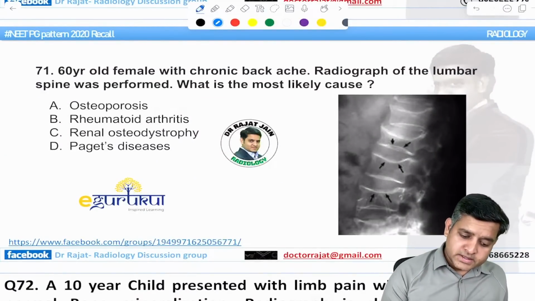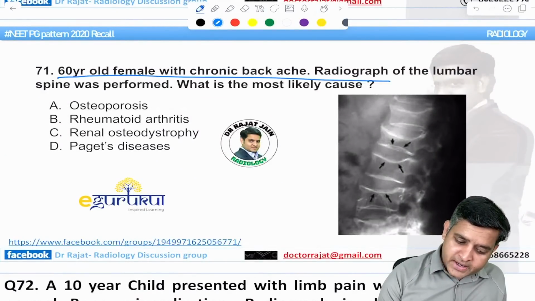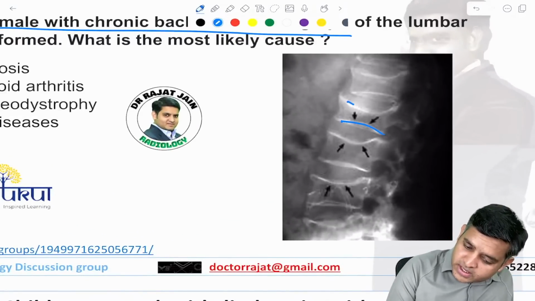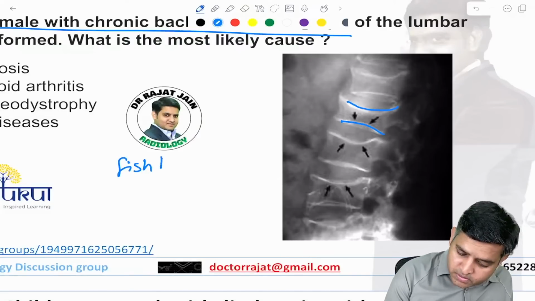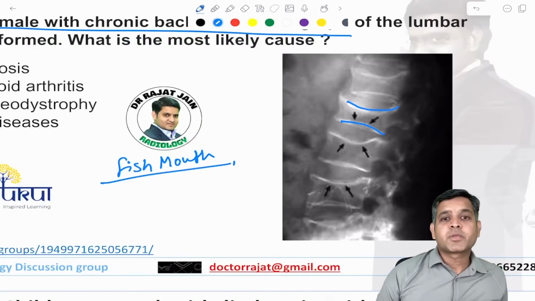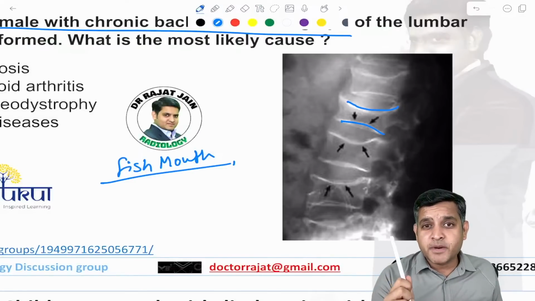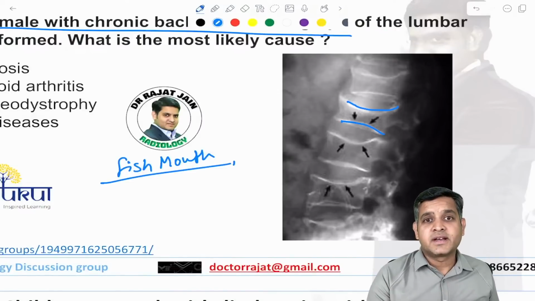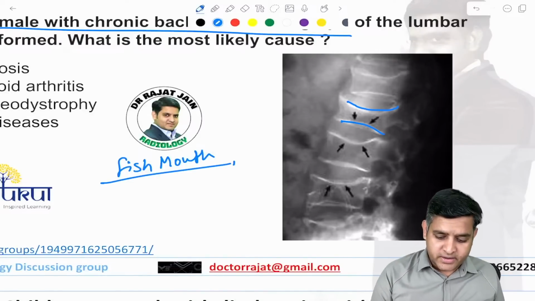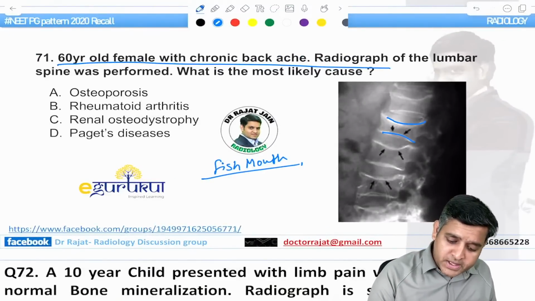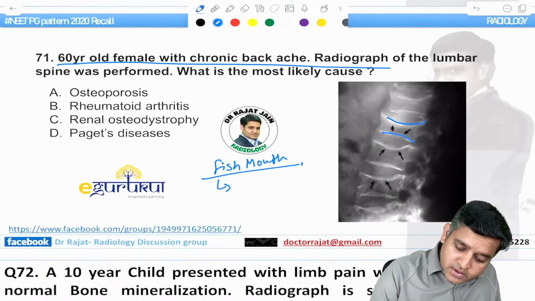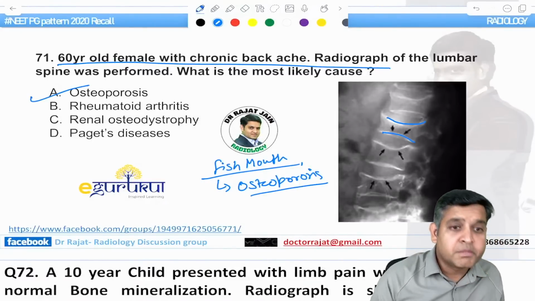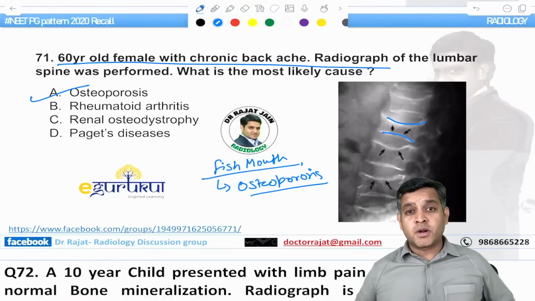71. A 60-year-old female with a chronic backache, radiograph of the lumbar spine was performed. Now what do we see? A typical fish mouth appearance. The shape of vertebrae, shape of skull, shape of heart. If you have not revised it, you have to revise it immediately after this session. Fish mouth appearance is a feature of osteoporosis.